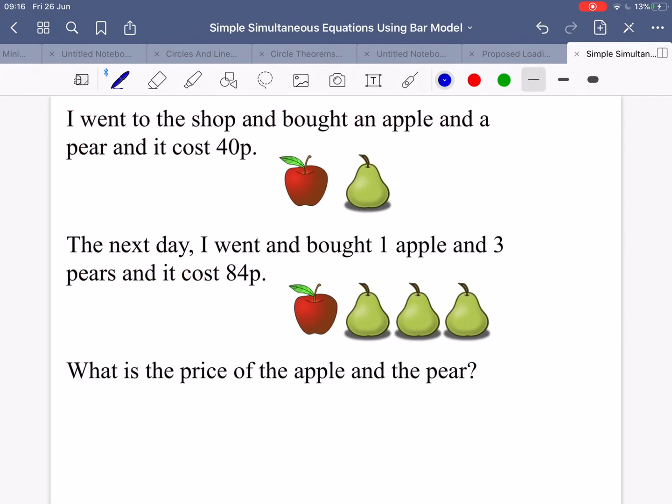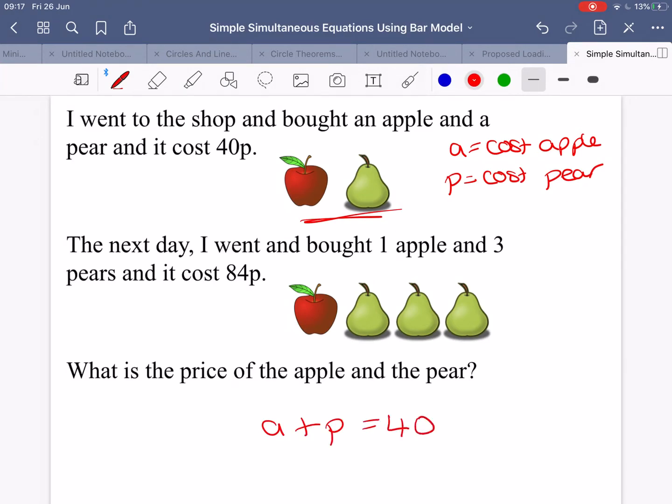Right, let's have a look at another problem. So here we've got the cost of apples and pears. So again, I always like to define what my letters represent first. So A is going to be the cost of the apple, and P is going to be the cost of the pear. And if I create my 2 equations, for the first situation, I've got an apple plus a pear costs 40 pence. So I've got A plus P equals 40.